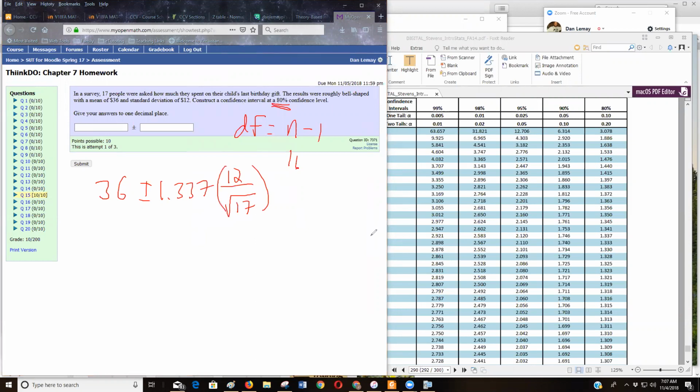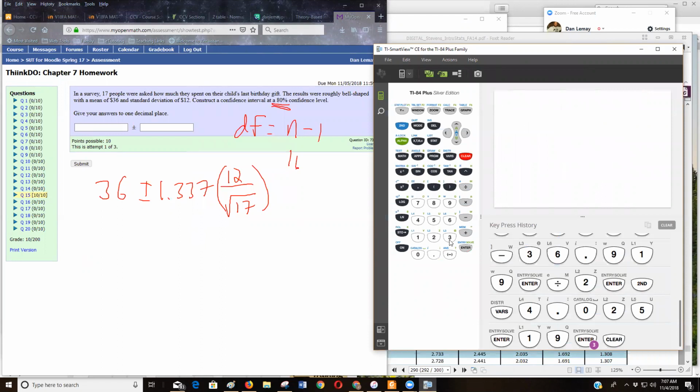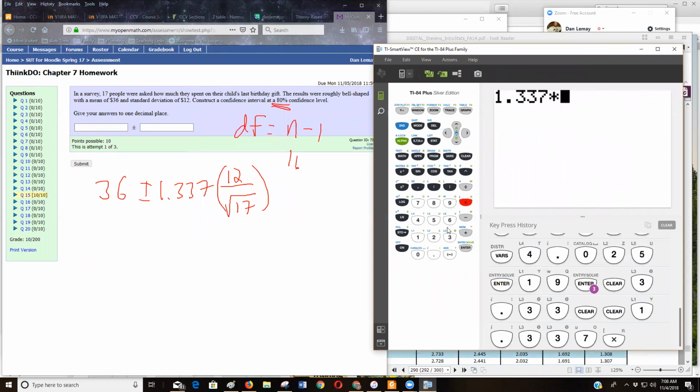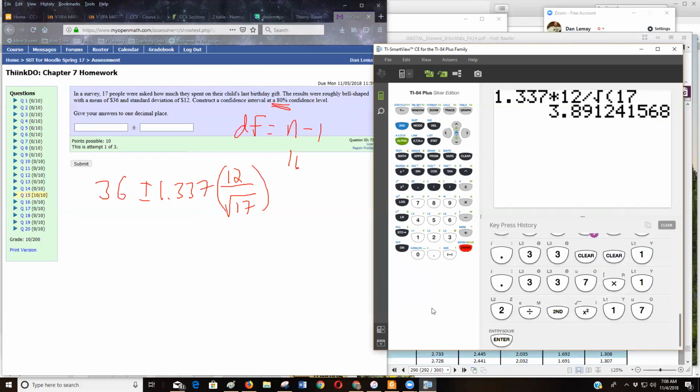So if I come back to my calculator, let's calculate that margin of error. 1.337 times 12 divided by the square root of 17. If you're doing this on your phone calculator, make sure you're in scientific mode, and it'll do this calculation just like this for you. I'm getting a margin of error of 3.89. What do they want? One decimal place. So I'm going to make it 3.9.